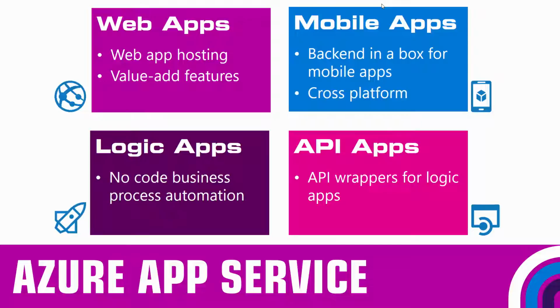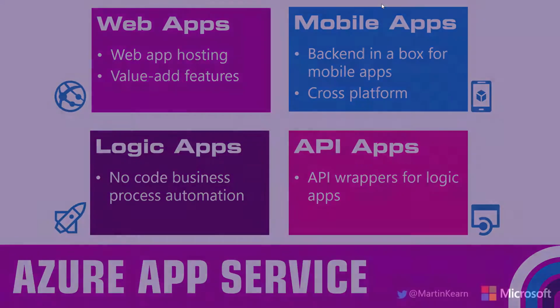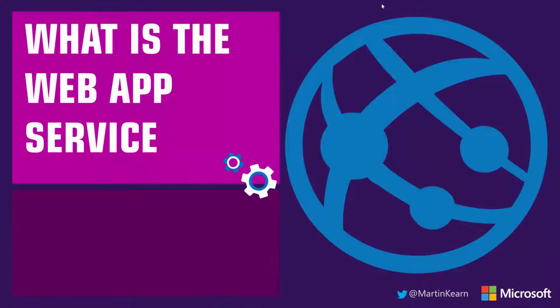So these are the four pillars of the Azure App Service. The one we're going to focus on specifically is the Web App Service. So the Web App Service, it's a PaaS, scalable web hosting system.